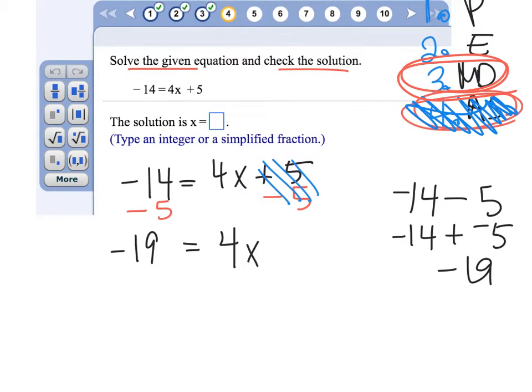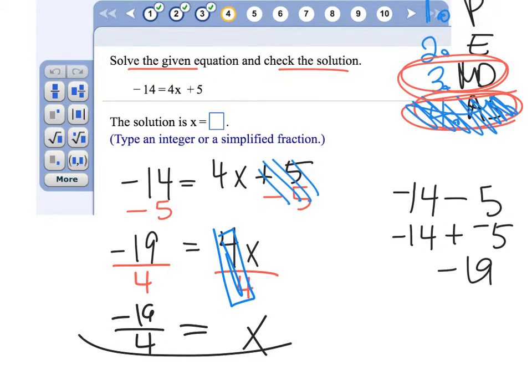And we see that we have some multiplication right here. So how do you undo it? You divide both sides by 4. And so 4 divided by 4 is 1. So you get x is equal to, and we're just going to leave it as that fraction because 19 is not divisible nicely by 4. So our answer is negative 19 fourths.